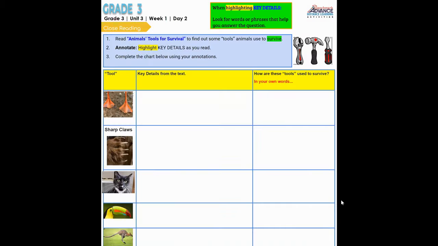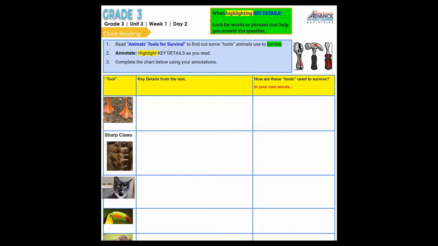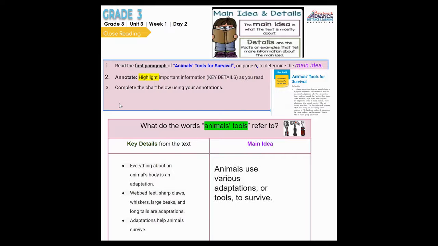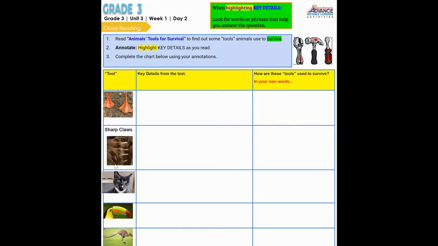Now let's go ahead and take a look at slide 10. Our directions for slide 10 are the following. Read Animals' Tools for Survival to find out some tools animals use to survive. So remember previously we said that tools are the physical traits of an animal. So we're going to look at different physical traits of an animal and see how they use them to survive. As you can see, they are right here. We're going to look at webbed feet, sharp claws, whiskers, beaks, and long tails.